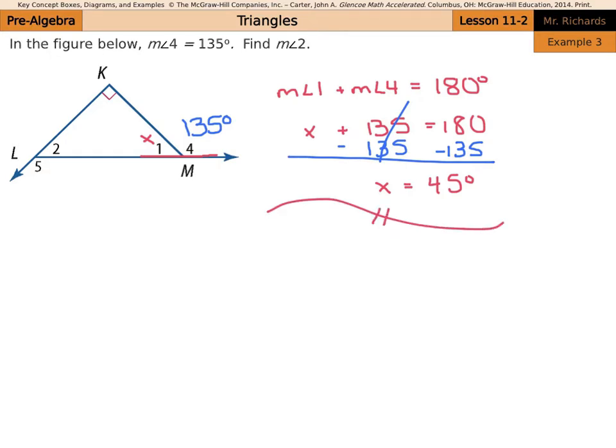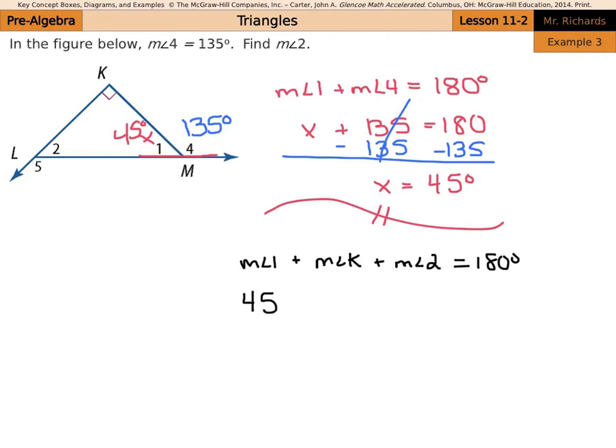Next, now that I know that this x is 45 degrees, I know 2 of the 3 angles of this triangle. I know that the measure of angle 1 plus the measure of angle k plus the measure of angle 2 are going to be 180 degrees, since the interior angles of a triangle add up to be 180 degrees. And now I can substitute. 45 is my measure of angle 1. The measure of angle k, well, that is labeled as a right angle here, which means 90 degrees.